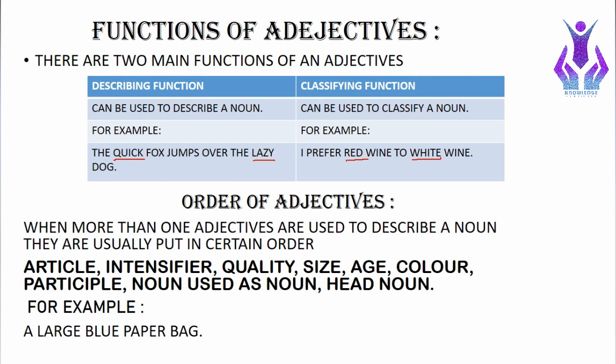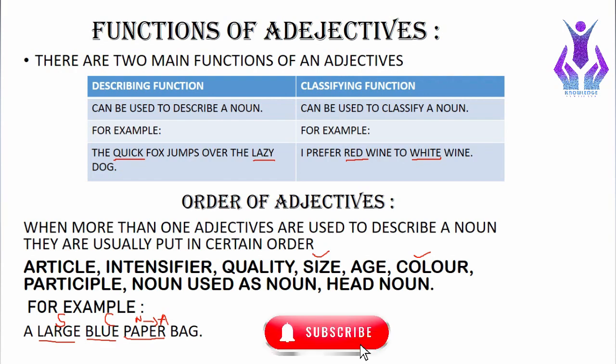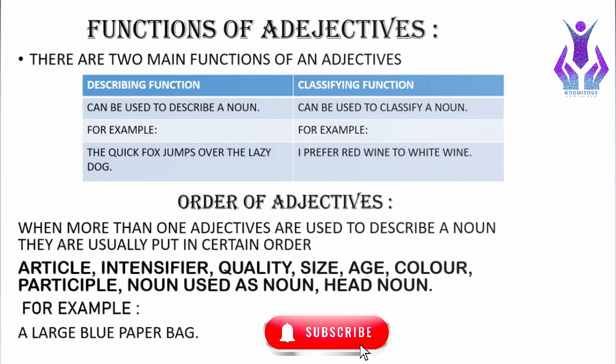We will take the example: a large blue paper bag. At first we put the size, large, then color, blue, as I have told you, first size, then color. Then paper is a noun used as an adjective, and then bag is a noun itself. So this is how we place adjectives when we have two or more adjectives in a single sentence.